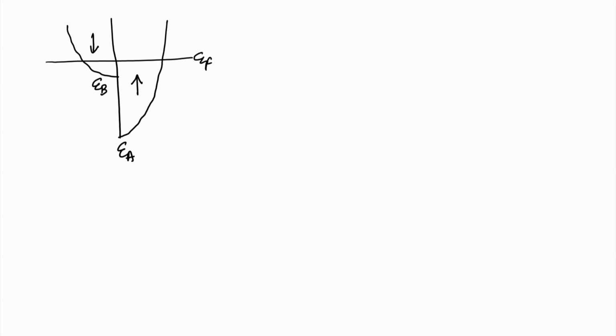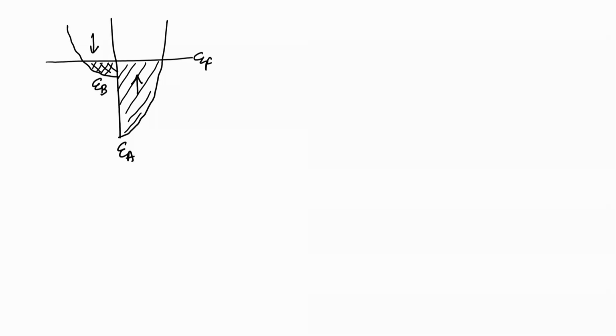Now, if I want to know the total or average number of upspins, I have to take the density of states of upspins and integrate from this point, known as epsilon A, to epsilon F. That is, I integrate over all the places where the upspin is present. For the downspin, I integrate from epsilon B to epsilon F. So, the magnetization will be the shaded area on the right minus the shaded area on the left.